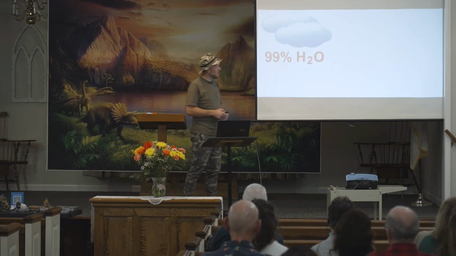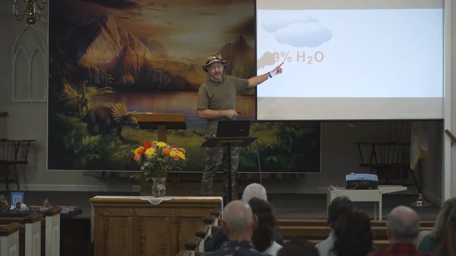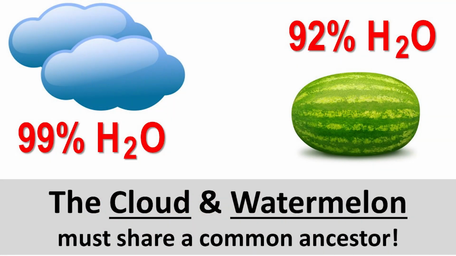I'll tell you a story. See how you like my story. Clouds are 99% H2O water. Watermelons are 92% H2O water. Therefore, the cloud and the watermelon share a common ancestor.